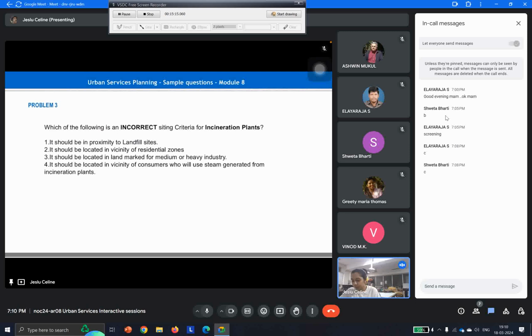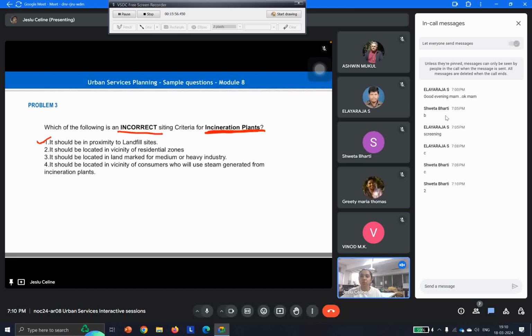So they've asked about which of the following is an incorrect statement. So let's go option by option. First one, it should be in proximity to landfill sites. Is that the correct statement? Yes, it can be in proximity to landfill sites. It is good if it is in proximity to landfill site, because after we incinerate, the ashes or the burnt material, or the waste after incineration, is again given to the landfill site. And the whole idea is that incineration helps in reducing the volume required in the landfill site, or it helps in more compression of the waste which is put into the landfill site. So yes, that's a correct statement.